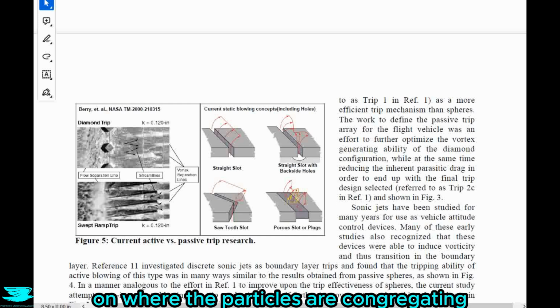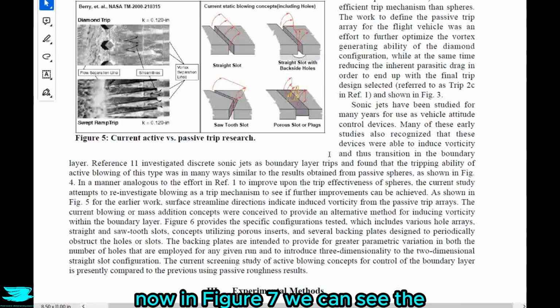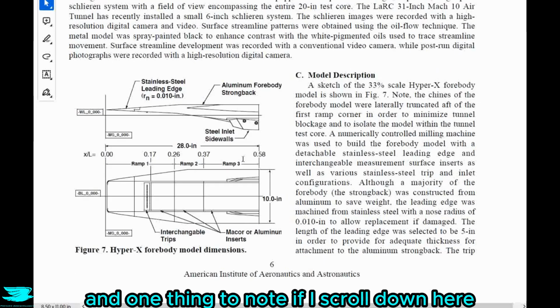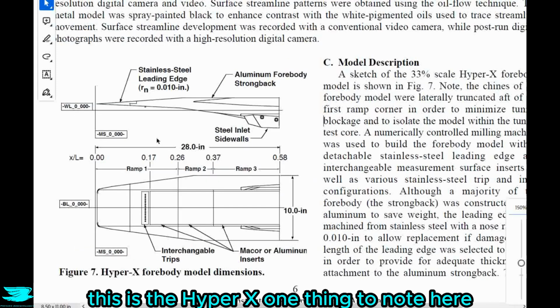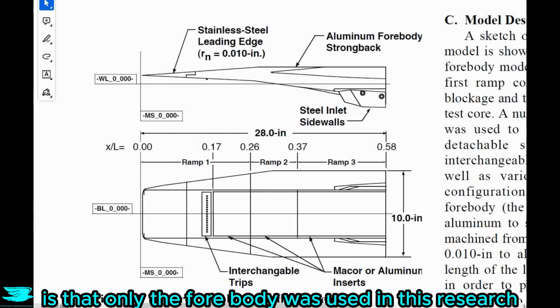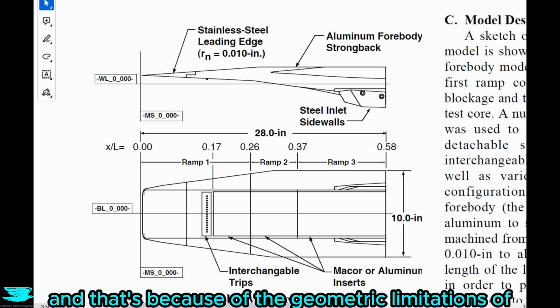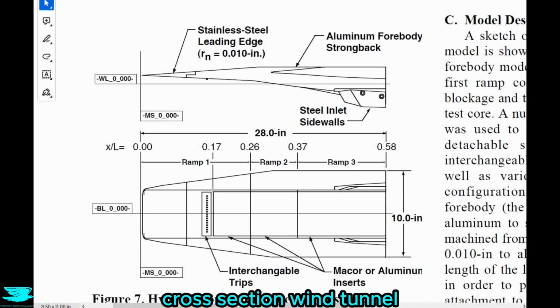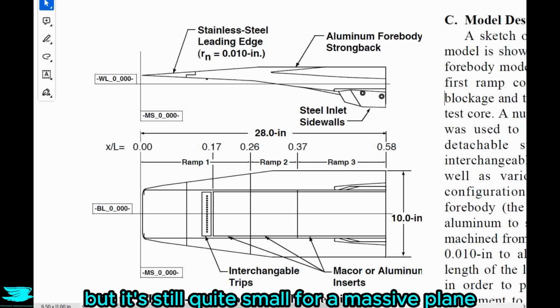Now in figure 7, we can see the diagrams of the HyperX, and one thing to note, if I scroll down here, this is the HyperX. One thing to note here is that only the forebody was used in this research, and that's because of the geometric limitations of the wind tunnel. As I mentioned, it's only a 31-inch cross-section wind tunnel. That's still really good, but it's still quite small for a massive plane.